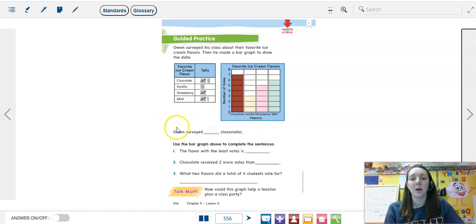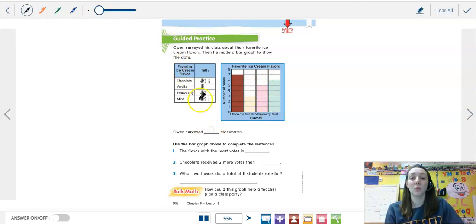So let's see, they want to know how many he surveyed all together. Well, he surveyed 7 plus 3 is 10, plus 5 is 15, plus 6 is 21. So he surveyed 21 classmates, and all I did was count up the boxes he had filled in to get his total, right? Because those are all the votes all together. You can do the tallies as well, count those up. Remember, if it has a slash through it, it's 5, so you know that quickly.